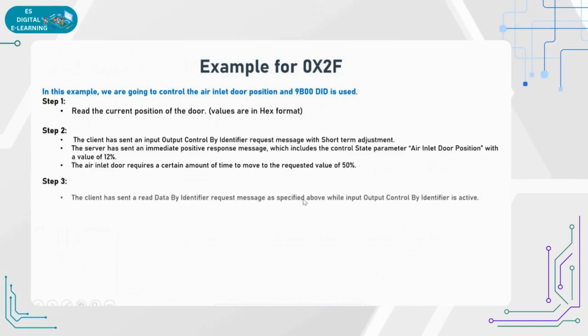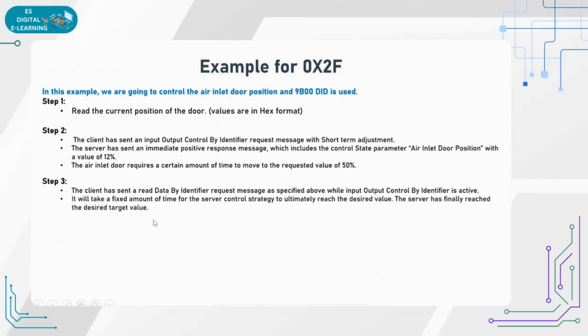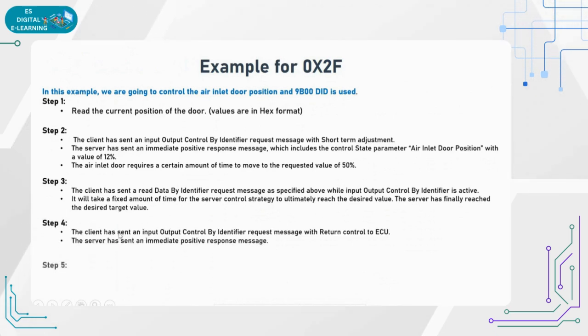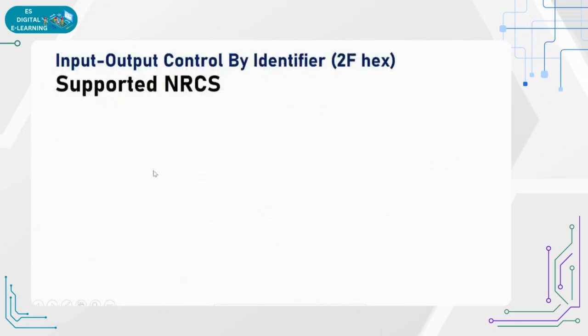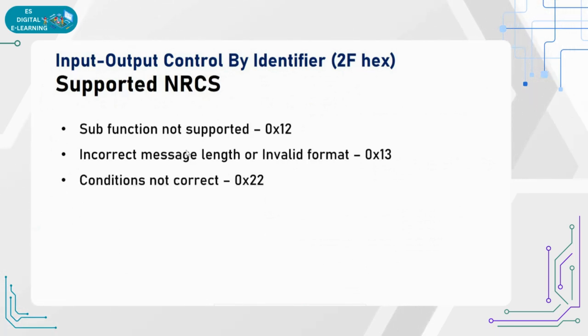Next, the client sends a request to read that information again, and it returns some value. Steadily, it then returns control to the ECU in step 4, and step 5 is the freezing state. Just go through this example slide, it may help you further. Next is the 2F supported NRC: 12 sub function not supported, 13 incorrect message length, 22 conditions not correct, and 31 request out of range.